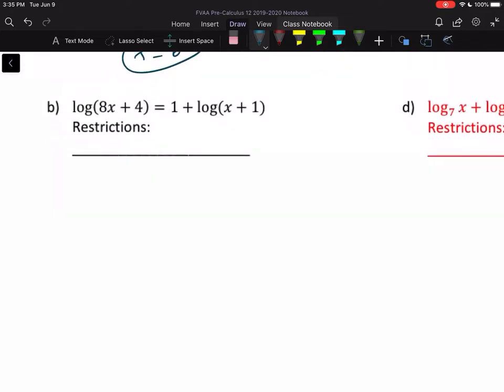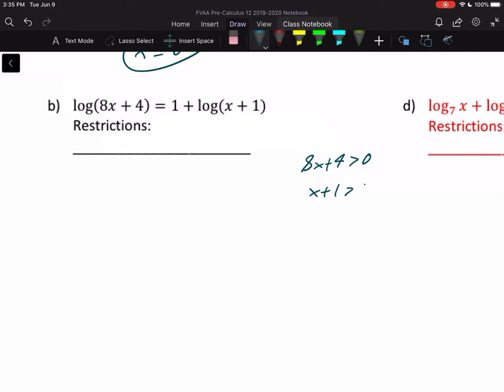All right, same situation here. I have a couple of restrictions that I'm going to have to come up with, because I know that 8x plus 4 must be greater than 0, and x plus 1 must be greater than 0. So that's going to give me x must be greater than negative 1, and x must be greater than negative 1/2. If you simplify both of those, that's what you'll get. Now, you have two restrictions, but really you only have one restriction. The restriction that you use is the most restrictive one.